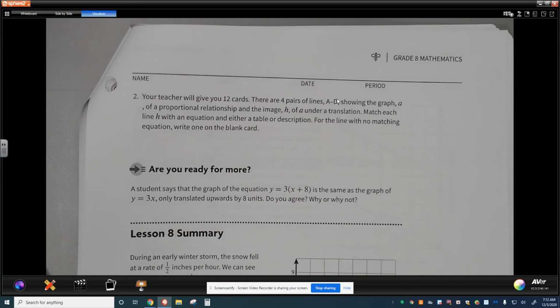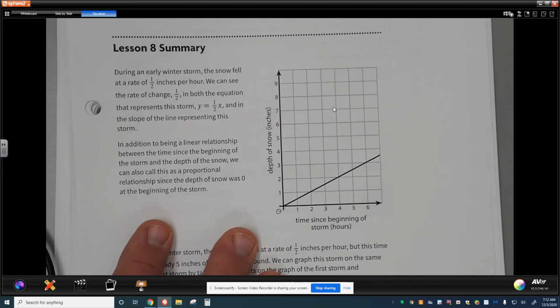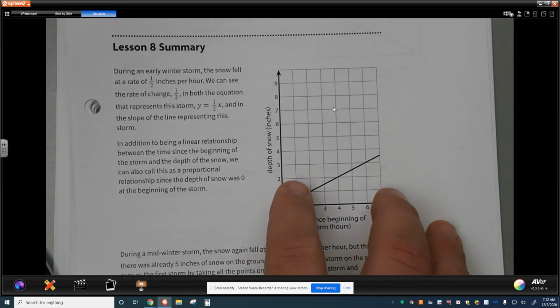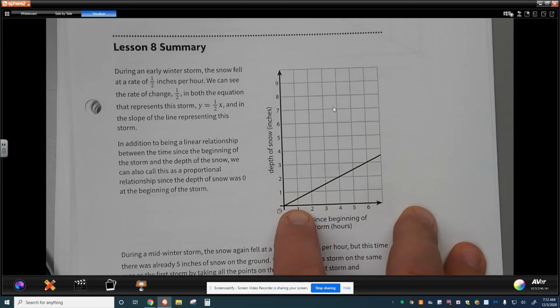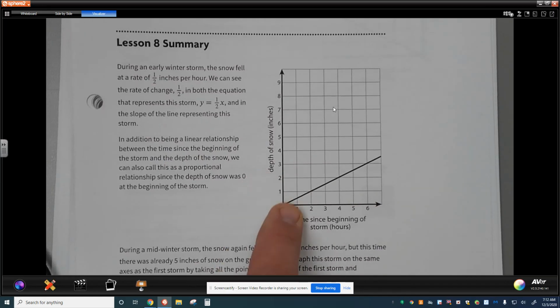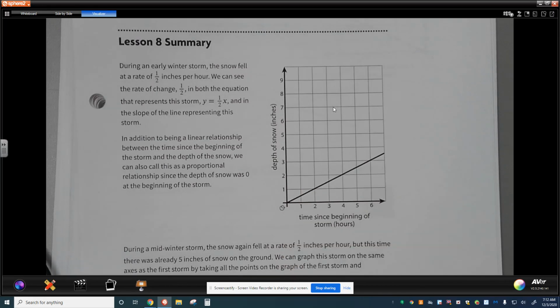Summary for the lesson: during an early winter storm, there's a situation that talks about a storm with 1/2 inch of snow each hour. We can see the rate of change is 1/2 in the equation right here, which represents y equals 1/2 of x, and the slope of the line representing the storm. So we see right here the depth of the snow is 1 inch for every 2 hours. It's important to recognize that the rate of change is there.